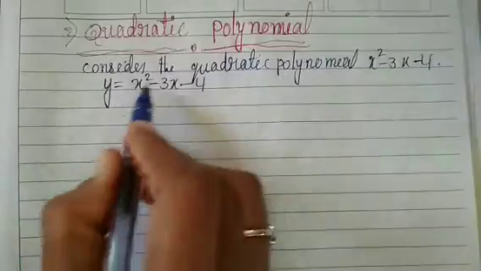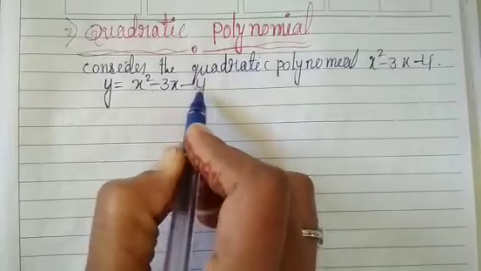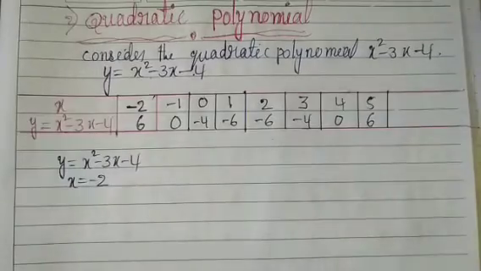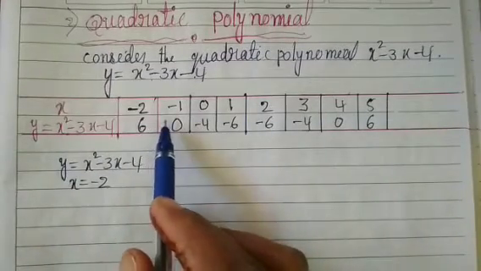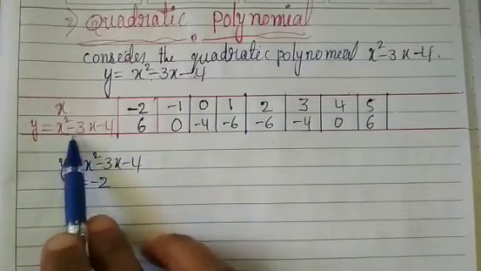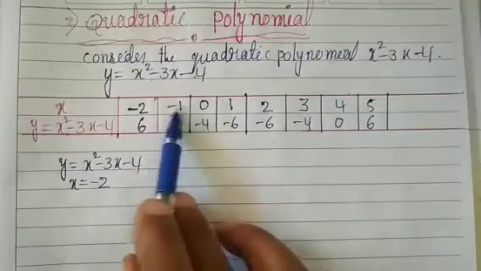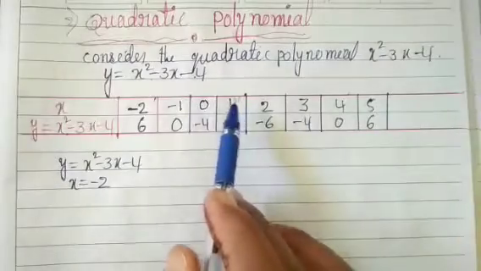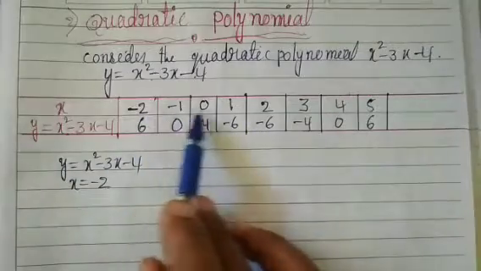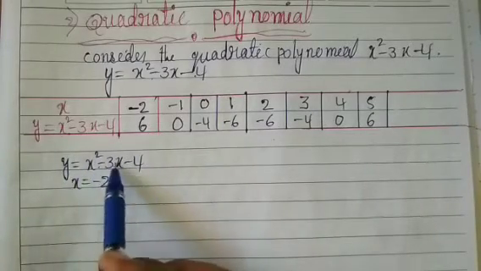Let us list a few values of y is equal to x square minus 3x minus 4 corresponding to a few values for x, as given in the table. First we take one equation, y is equal to x square minus 3x minus 4.